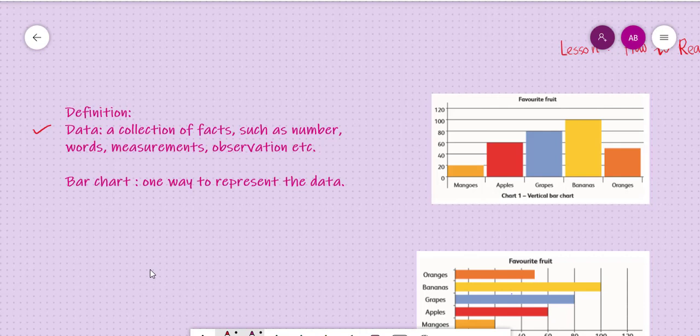Some information may be too much, and there are many of them. So it needs ways to represent the data itself to make it easier to read. Bar chart is one way to represent the data. There are a lot of ways to represent data, such as pictogram and table that we already learned in grade 3, and also line chart, pie chart, and etc. But from grade 4, we only learn about the bar chart.